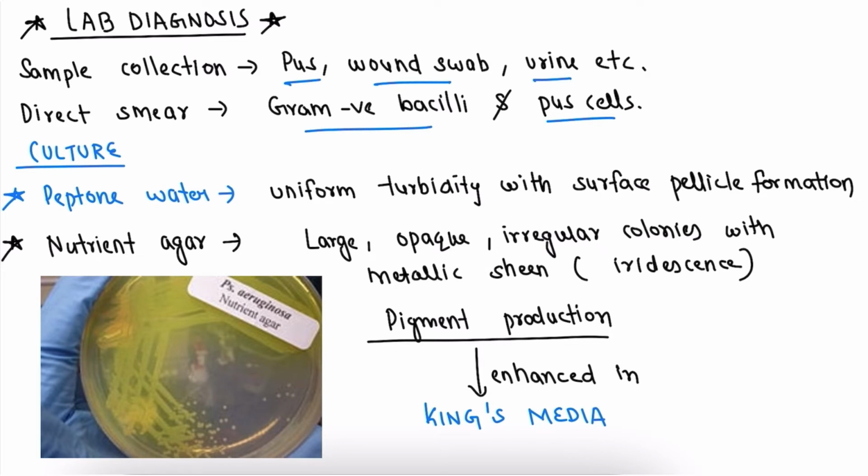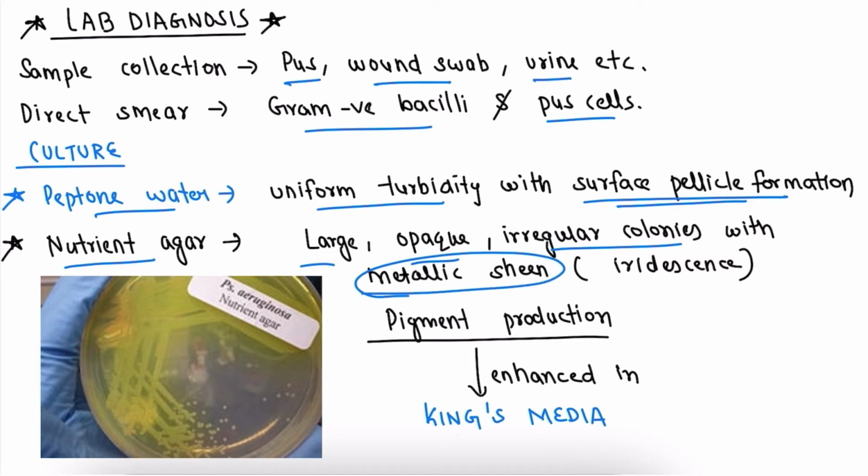Now let's do the culture of Pseudomonas. The first one is peptone water. In peptone water, we can see uniform turbidity with surface pellicle formation. The second one is nutrient agar. In nutrient agar, we are going to see large, opaque, irregular colonies with metallic sheen. The important point here is that it produces metallic sheen iridescence. And the second most important point here is that we can see pigment production. As you can see, the green color in this image is because of pigment. And this pigment production can be enhanced by using another media known as King's media.